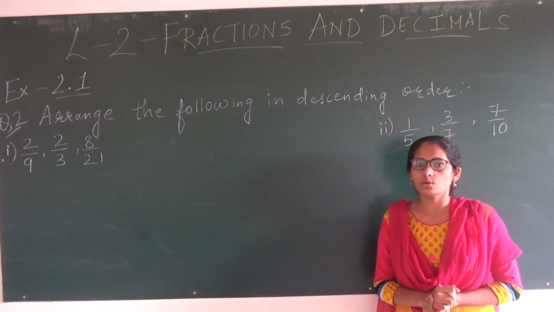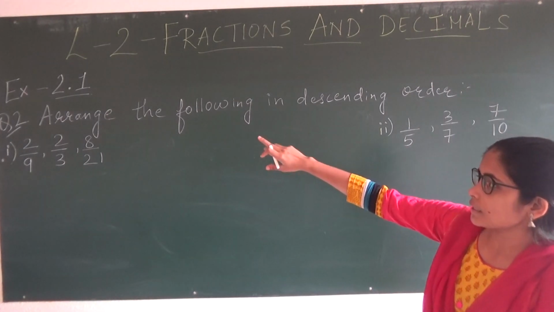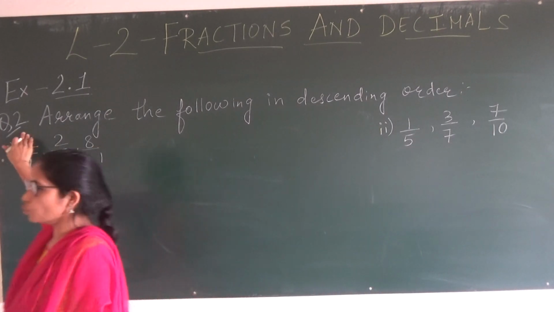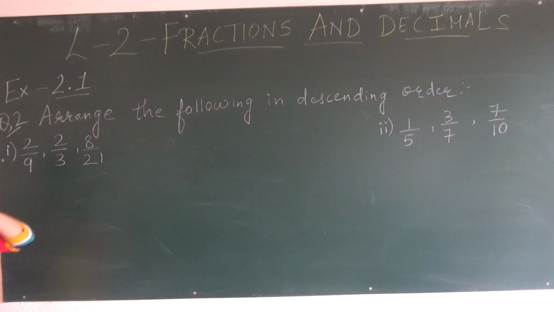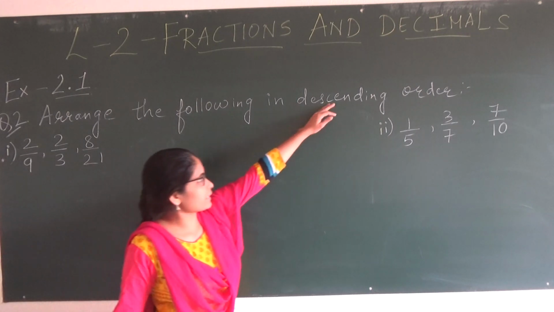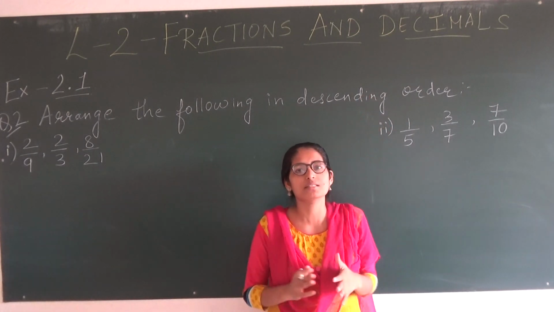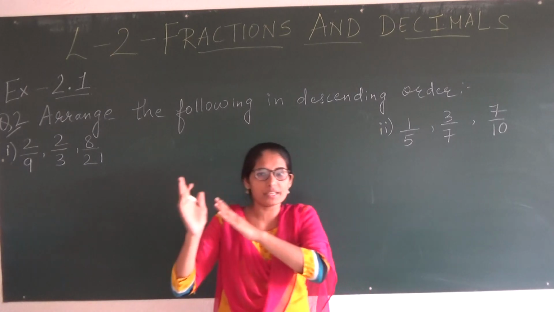Hello students, today we will see exercise 2.1 question 2 of the second chapter, fractions and decimals. Question 2 is: arrange the following in descending order. First of all, what is descending order? Descending order means decreasing order. You need to start from big to small.